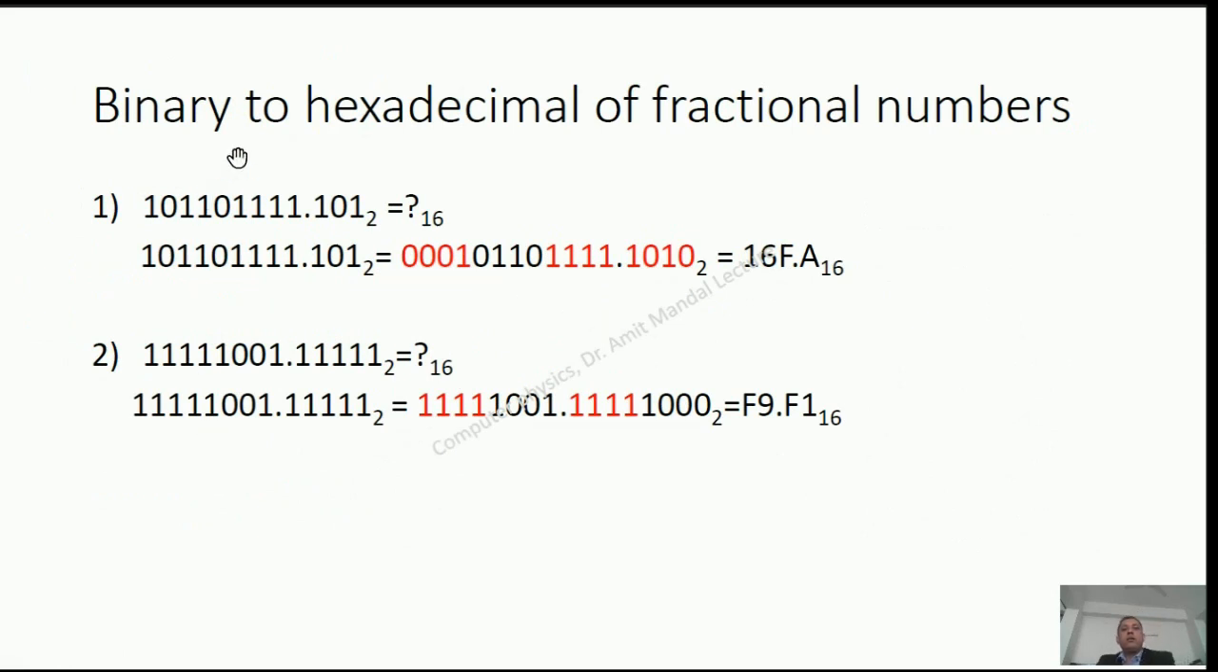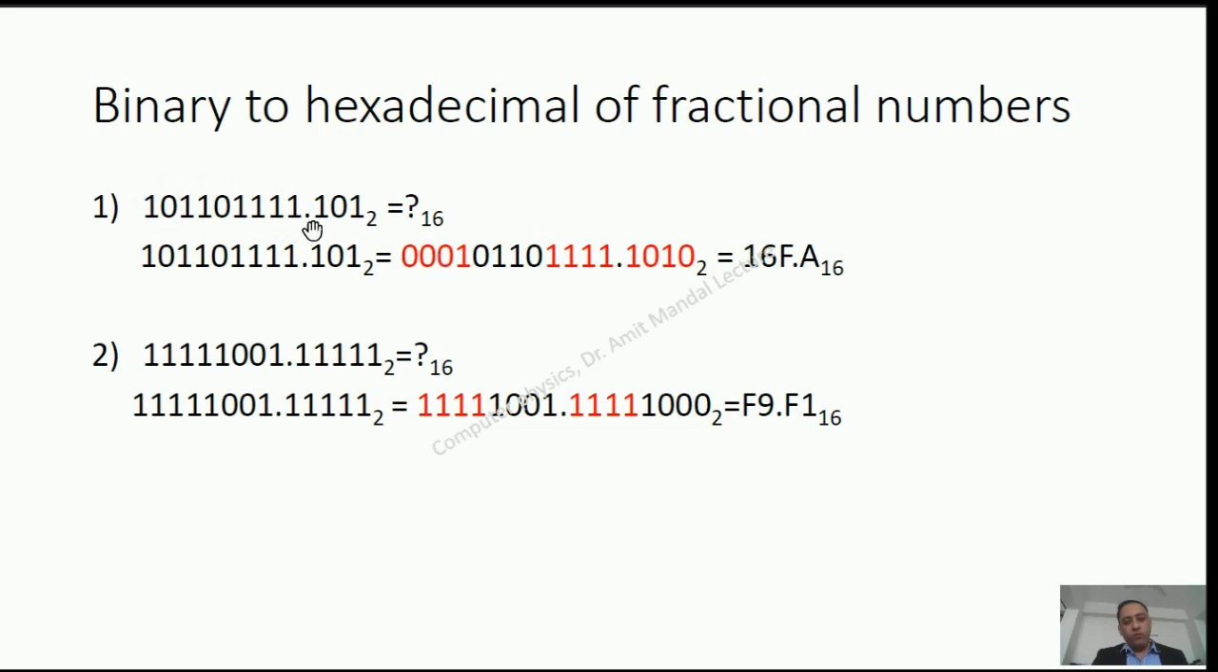Now, in case it is a fractional number, you have to do the same job, but toward the left hand side of this point there is one job, and toward the right hand side, a different job. Toward the left hand side, how do you do it? Suppose this is the number. The total number of digits on the left hand side of this point is 1, 2, 3, 4, 5, 6, 7, 8, 9. It is not a multiple of 4, so you have to apply 3 more zeros to make it a 12 digit number, which is a multiple of 4.